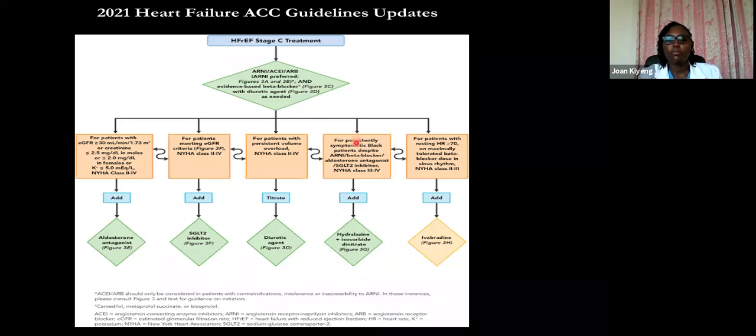So you are already at the maximum doses. Remember, the key is to titrate the medicine to maximum doses as tolerated. If you are on the maximum doses and they are still symptomatic, you can consider adding hydralazine and isosorbide nitrate. And here again, as we said, if somebody is in sinus rhythm, on a maximum dose of a beta blocker, still symptomatic, and their heart rate is more than 70, you can now add ivabradine.